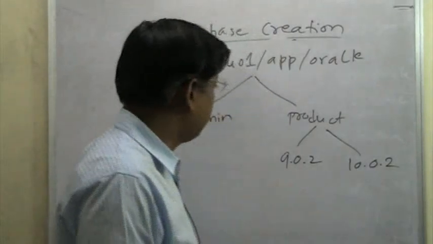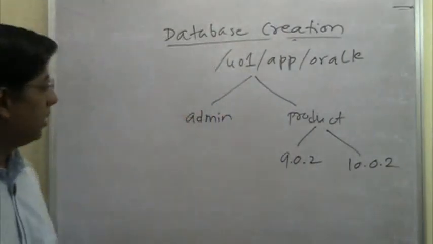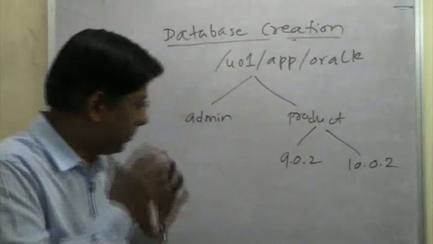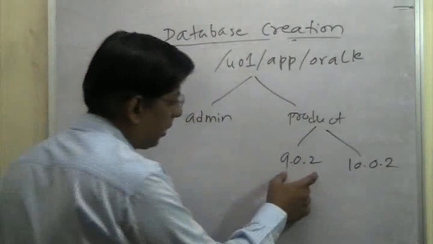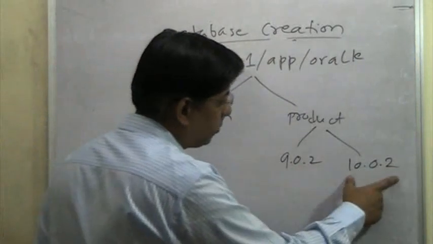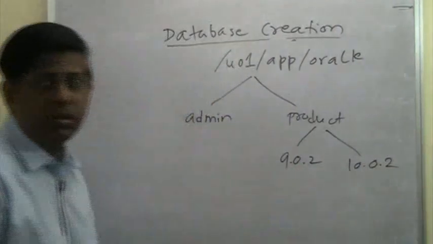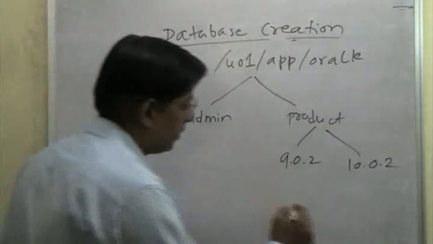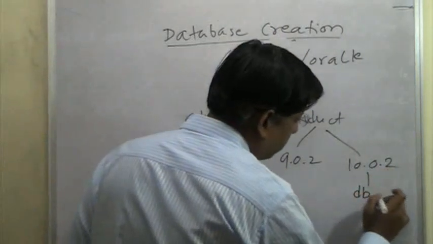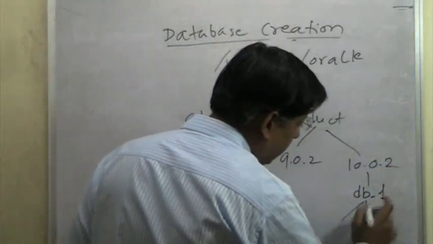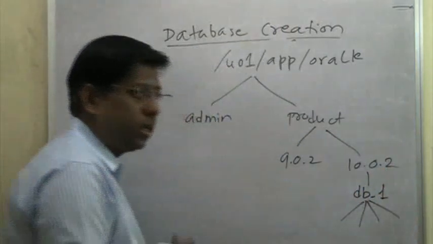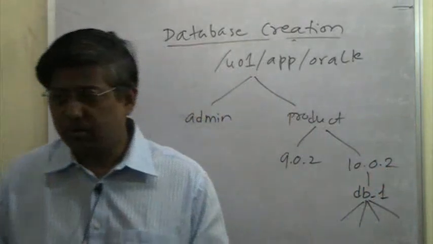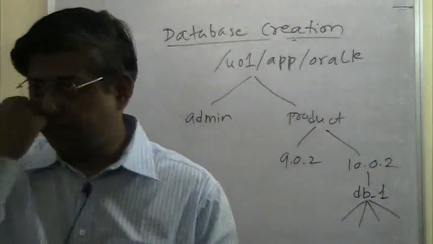Okay, so coming back to this discussion, 9.0.2, 10.0.2. This is where Oracle Software 9i will be installed. This is where Oracle Software 10g will be installed. Okay, and underneath this there is a directory called db_1, and underneath that there are so many subdirectories where the entire software is installed. Oracle 10g software is close to around 2.5 gigabytes.